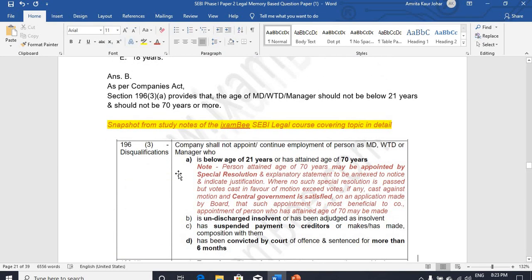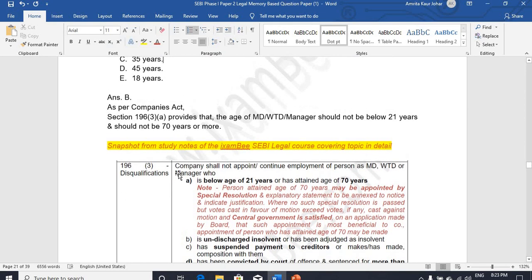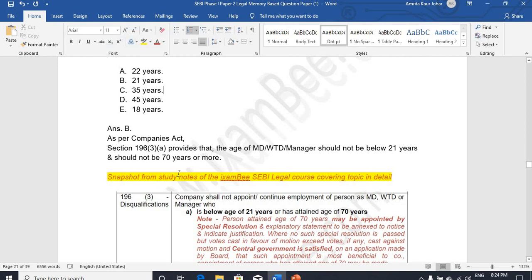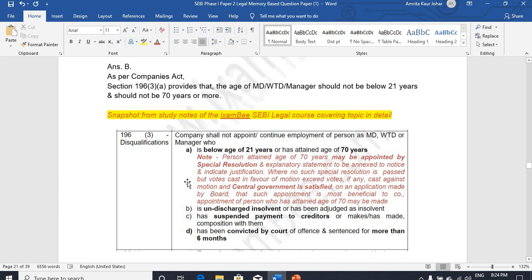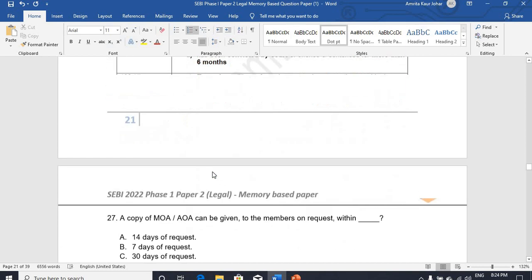What is the minimum age of a director of a company? Of course, the answer is very easy, 21 years. You can refer this explanation under section 196(3)(a) of Companies Act. Even ixamBee material has covered this topic in detail, which is very important.